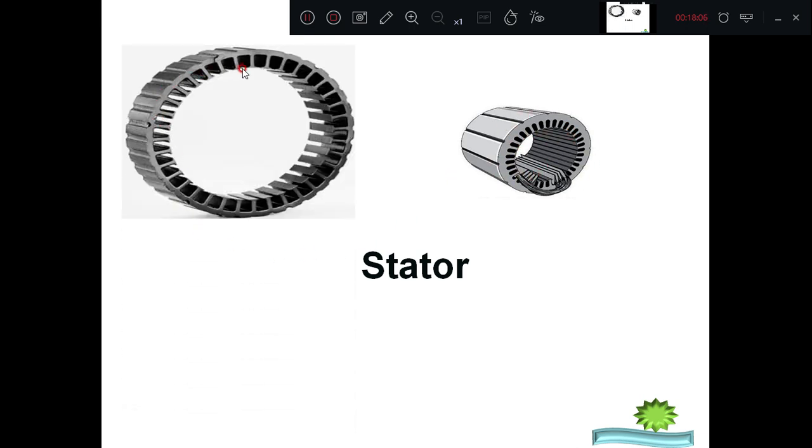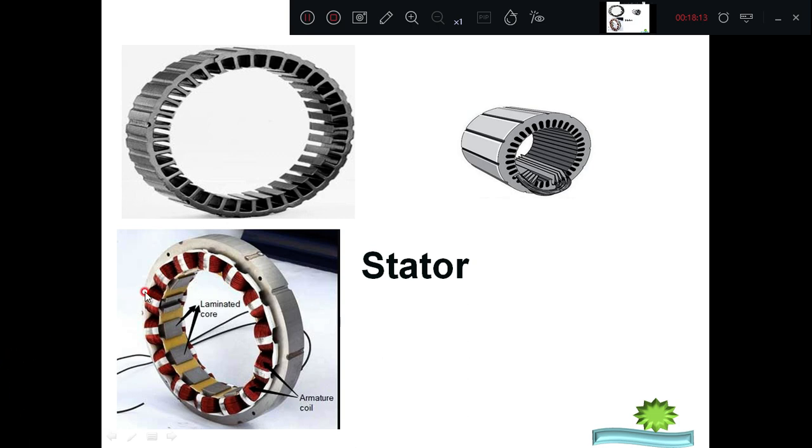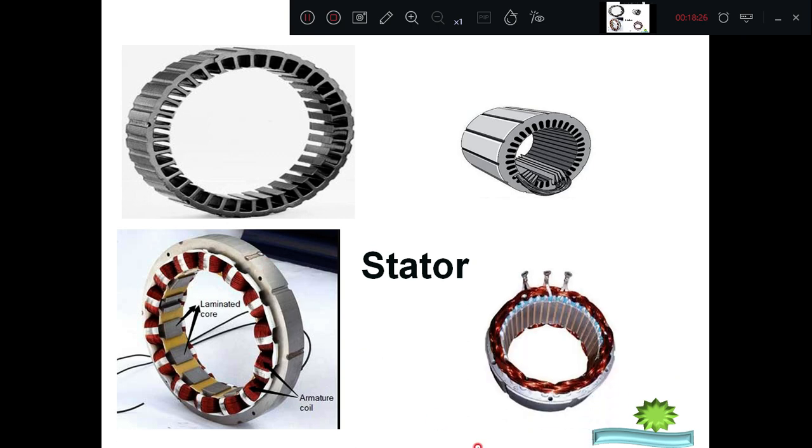You can see here another view of a stator. In these slots, the armature conductors are placed. These coils are called the armature. Then you can see another view of the stator. See here, these are the armature conductors.